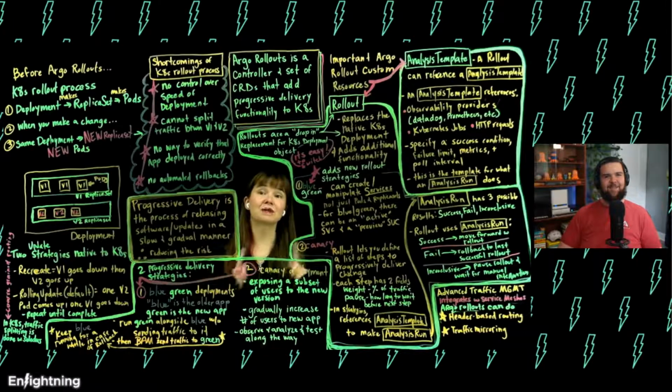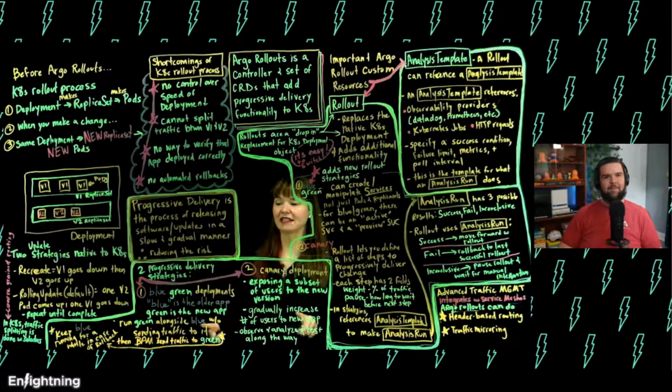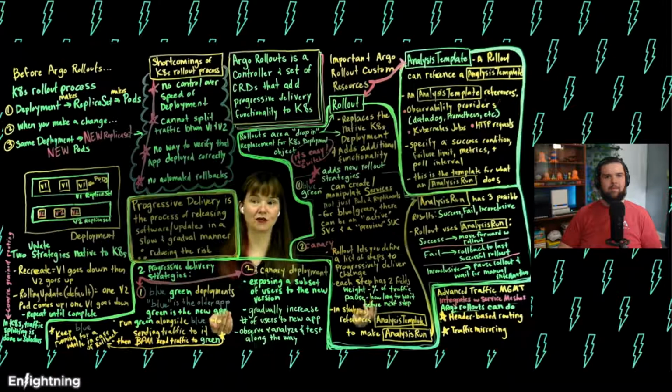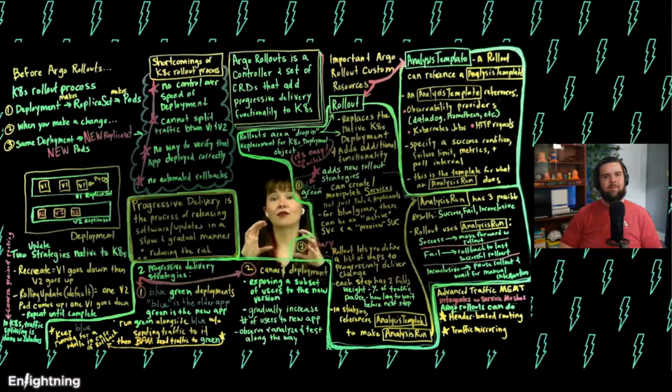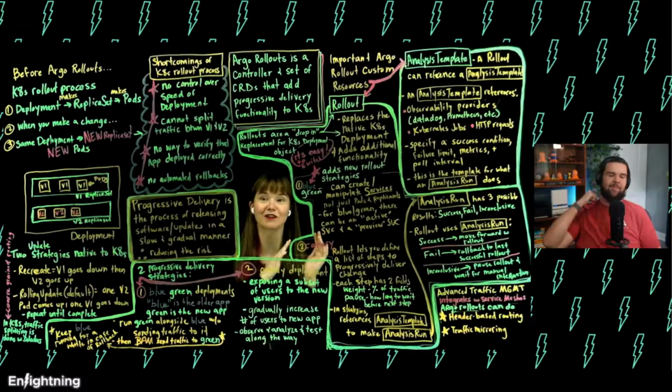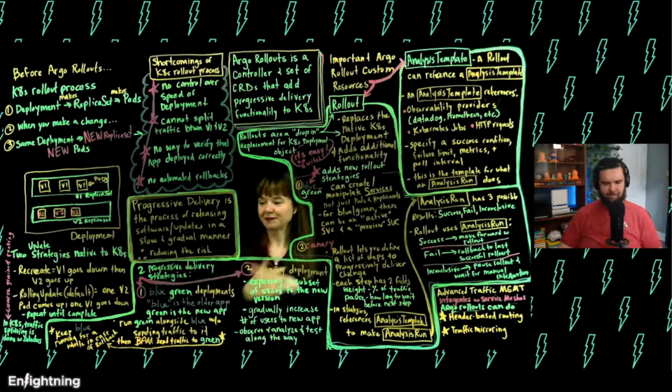So there are two big progressive delivery strategies. We have blue-green deployments, where blue usually refers to your older app and green is the new app. You run both versions alongside one another, and once you test that green version and feel good that it's ready, then bam, send all the traffic to green. Just do it. But then you keep blue running for a while so that if something goes wrong with green, you can get back to blue real quick.